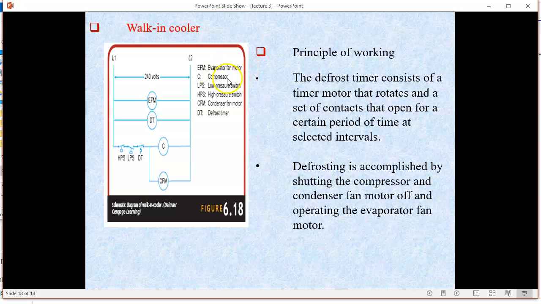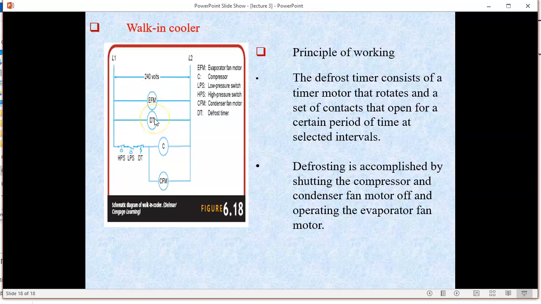We have the evaporator fan motor, compressor, low pressure switch, high pressure switch, condenser fan motor, and defrost. The defrost timer sends whatever it needs to this DT. When the time arrives, the DT will open. When it opens, the compressor will not run, the condenser fan motor will not run, only the evaporator fan motor.